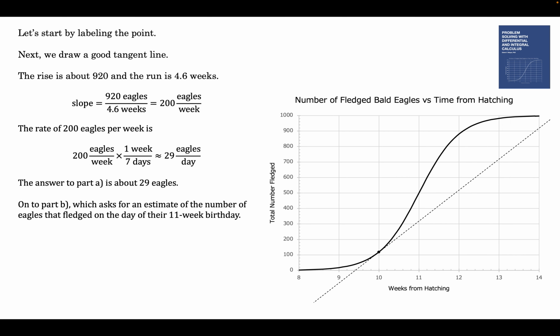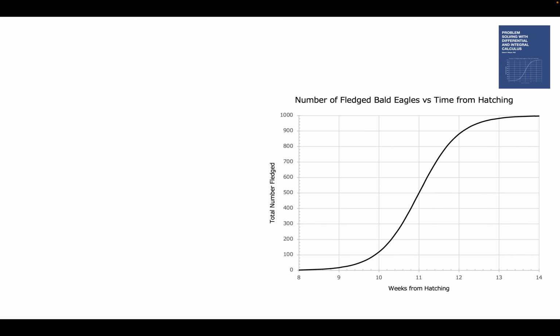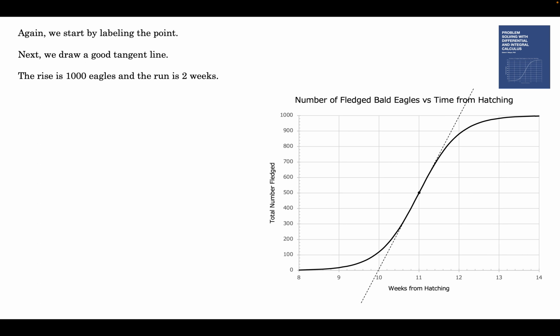Now we've got to do part B. It's the same thing for the 11-week birthday. So we start by labeling a point and then drawing a good tangent line. The rise is the whole graph. It's 1,000 eagles. And the run is 2 weeks, 10 weeks to 12 weeks. Slope: 1,000 eagles in 2 weeks, which is 500 eagles per week.